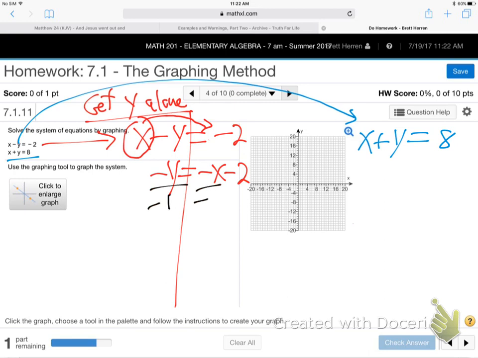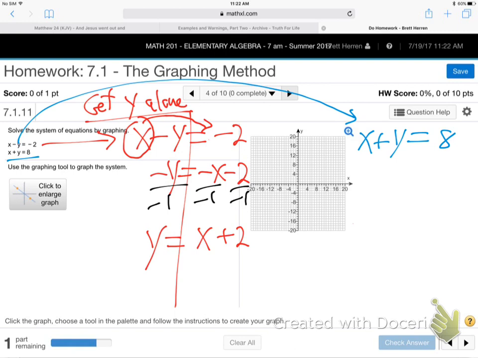Divide by negative 1. So y equals, 2 negatives is positive, 2 negatives, positive. Good, we got y alone. So how do we graph it? How do we go from that to the picture?